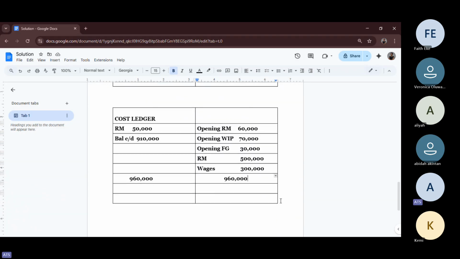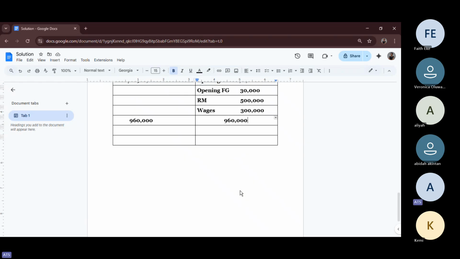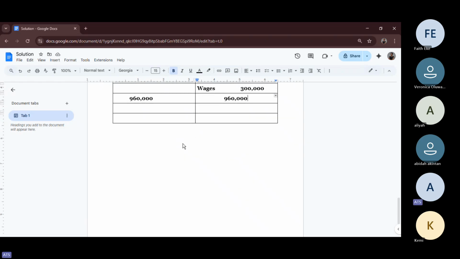Now, what does the second part of the question say? Extract a trial balance from this account at the end of the period. Okay. So let's extract our trial balance.